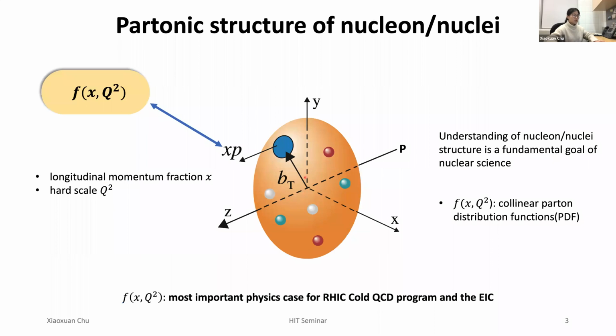Actually, the parton distributions inside this nucleon can be described in the longitudinal direction and also the transverse direction. The longitudinal direction is defined as the direction of the incoming proton or neutron beam. This is the 1D parton distribution, and we call it the collinear parton distribution function. It is marked as f(x, Q²), and x is the longitudinal momentum fraction of the parton with respect to the total momentum of the nucleon.